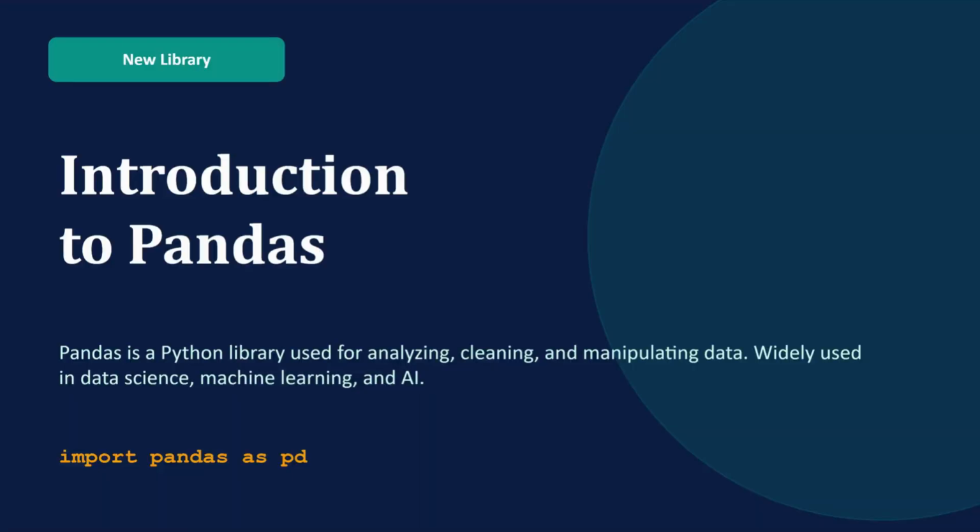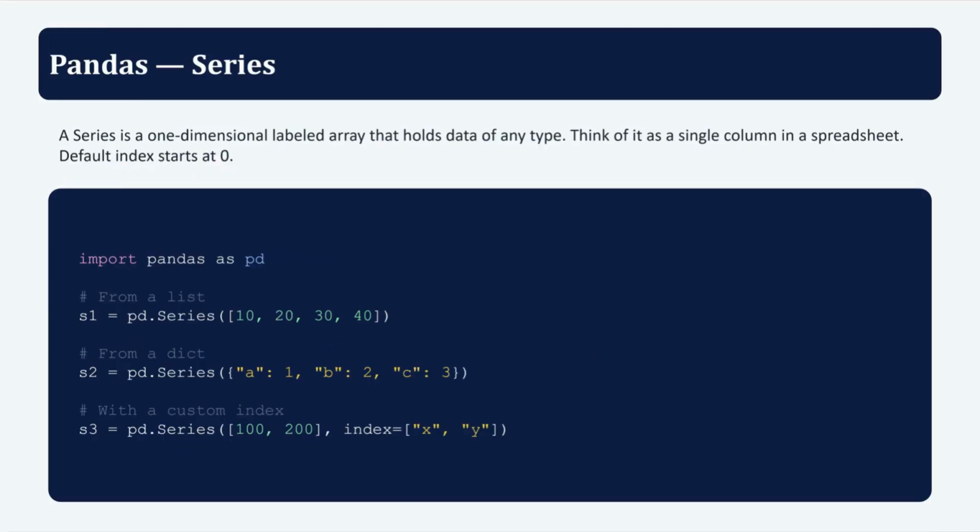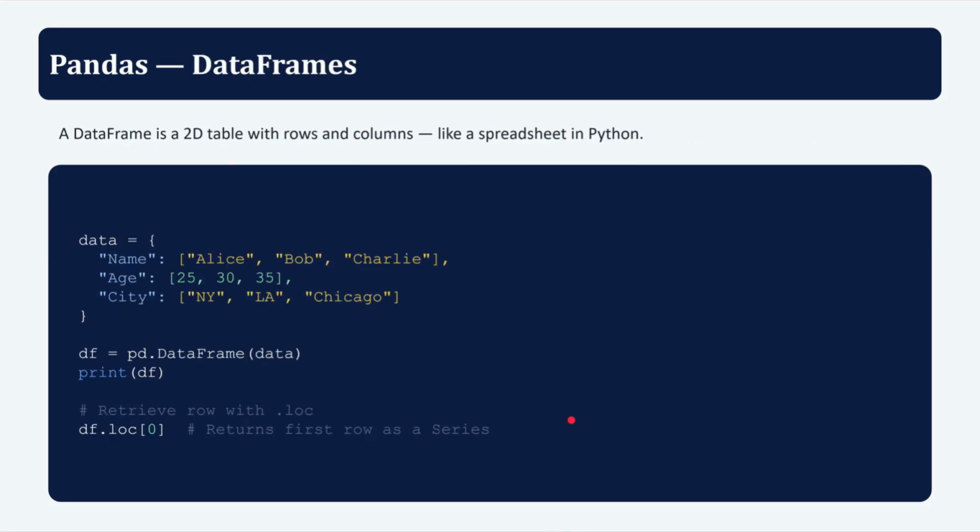So now we're going to start on our introduction to pandas. First off, there's a series. These are sort of like lists. It's a one-dimensional array that holds data of any type. So this can be thought of as a single column in a spreadsheet. S1 would just be a list of like multiples of 10. S2 is sort of like a dictionary. And S3 is with the custom index entirely.